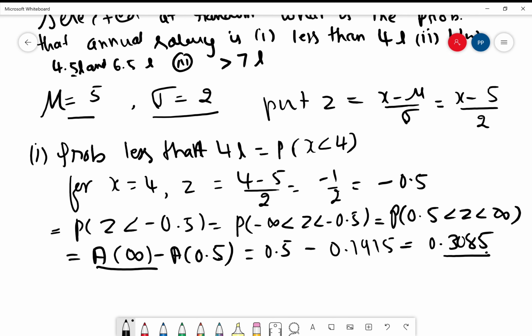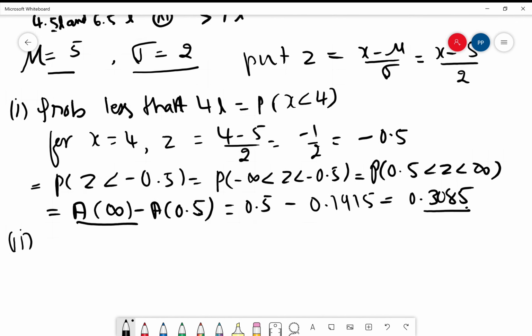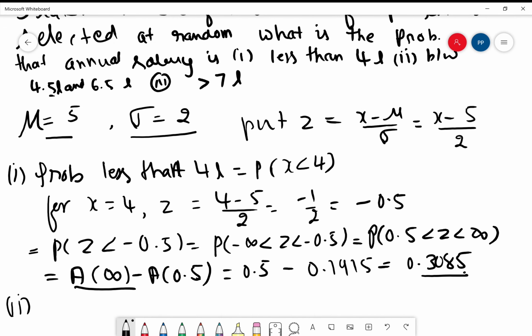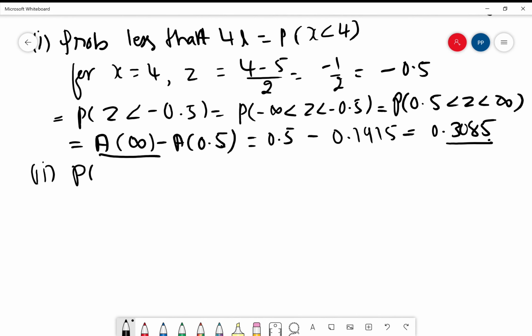Now the second case. What is the second case? In the second case, we have to find the probability that a person's salary is between 4.5 and 6.5 lakhs. That is P of 4.5 less than x less than 6.5. A person's salary is between these two values. Now you have to convert this into P of z. For that, we have to find the corresponding values of z.